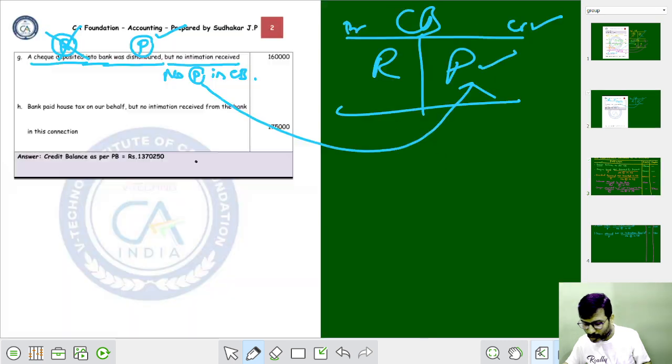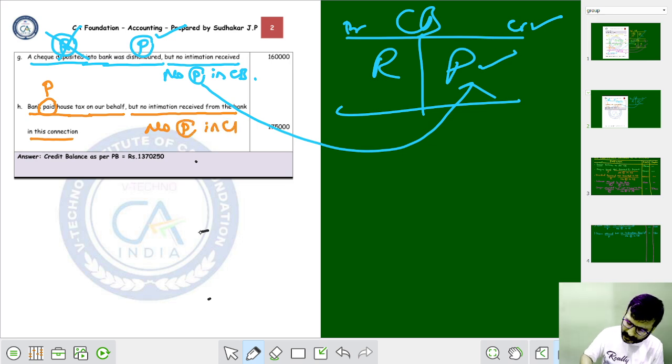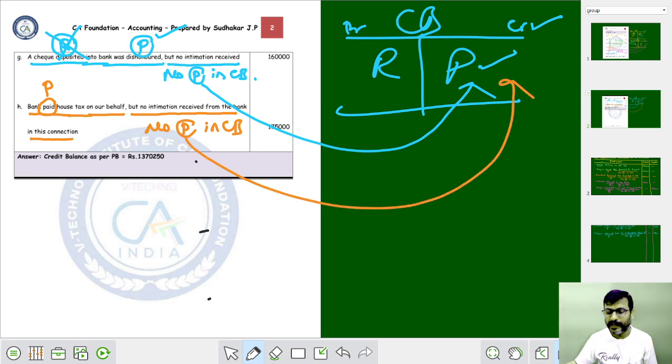Shall we move on to the next and last point of the present problem? See what happened in the last point. Bank paid house tax on our behalf. The banker made the payment on our behalf. So it is nothing but what, my dear kids? Payment. But no intimation received from the bank regarding this. Again the same concept: when no intimation is received, it is not entered in the cash book. So the payment is not recorded in the cash book. So I can say that no payment in cash book. When no payment in cash book, I have to take it on the same side, that means on the credit side.